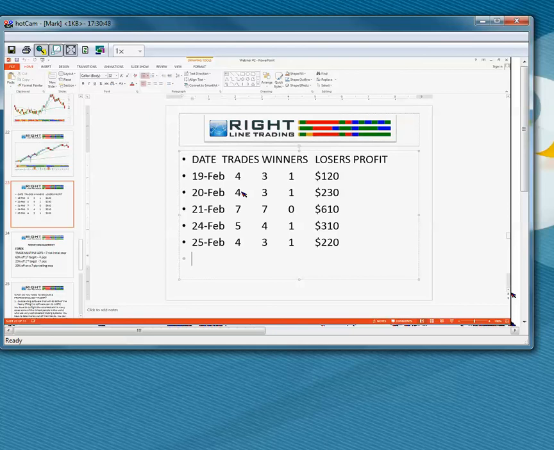Listen, we could do that. I mean, it's going to cost you $15 a trade. So on 4 trades, it's going to cost you $60. You can subtract that out, that is minus commissions. Listen, it isn't a big deal.